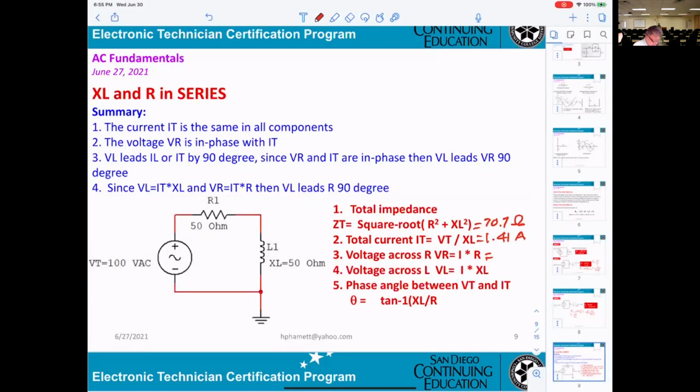Okay, so number three. If you're doing it right, I think 70.7 volt, right? Yes. Okay, VL, they get the same value. So they will get the same voltage. Now, phase angle. 45 degrees by inspection. Yeah, perfect. If you're doing it right, you get 45 degrees.